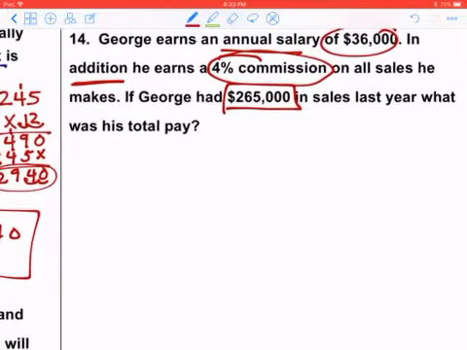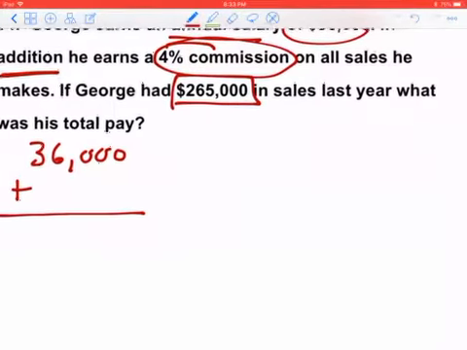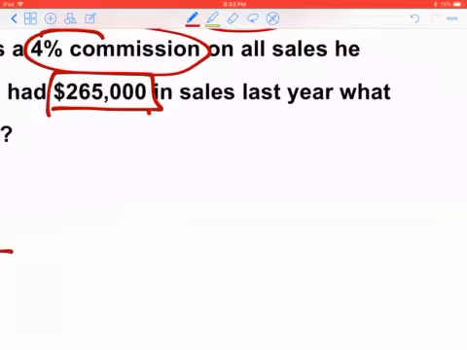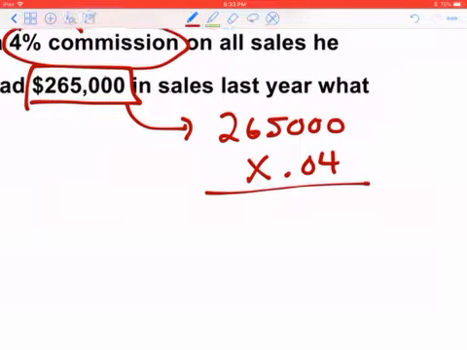So we want to find out how much he makes in a year. So we know that he makes automatically $36,000, but we need to add the commission to it. So we need to know how much commission we're going to add. The commission comes out of the $265,000. So we multiply that by the 4%.